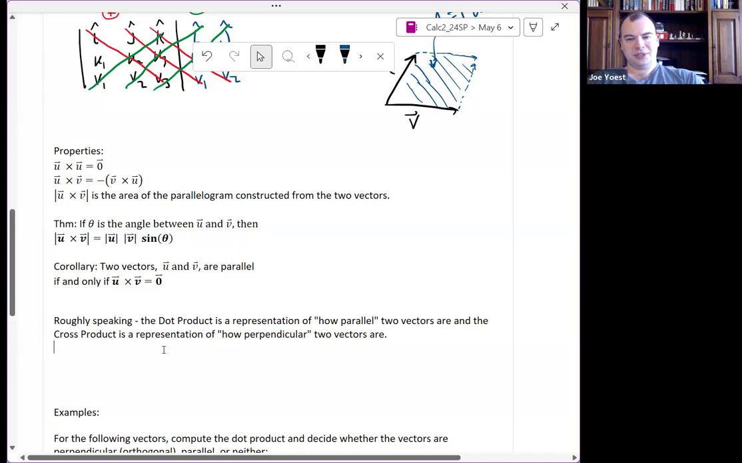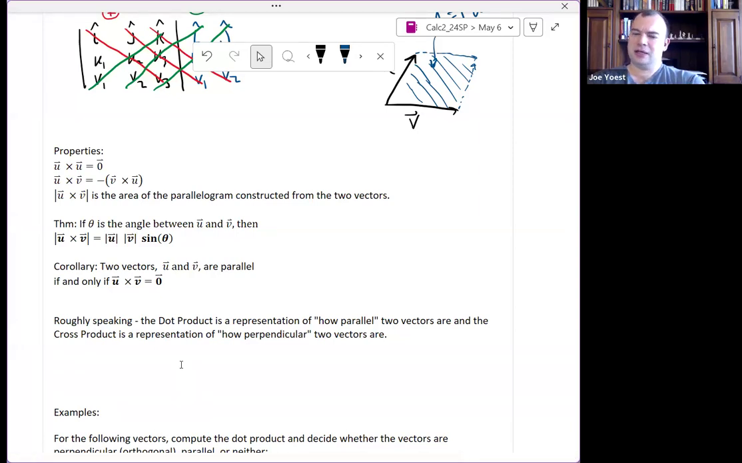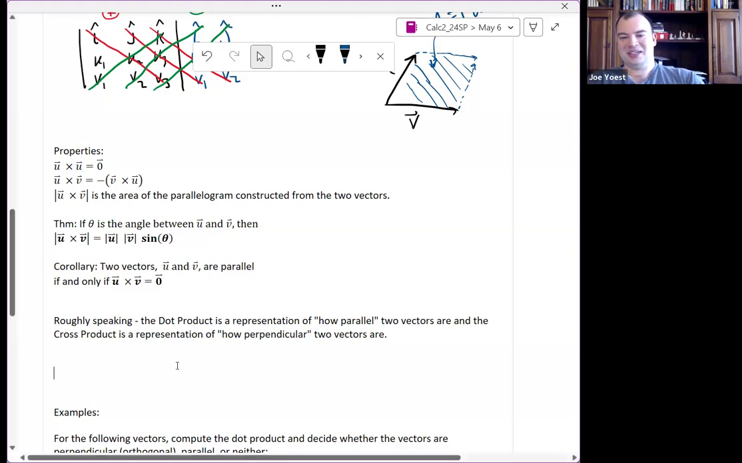So in some sense, the dot product and cross product trade off parallelism and perpendicularity. I don't know if those are two correct words. I'm not exactly sure, but they trade off the idea of how parallel and how perpendicular a vector is. Sorry, two vectors are. A vector is with another vector.